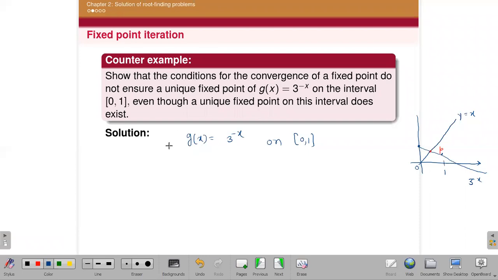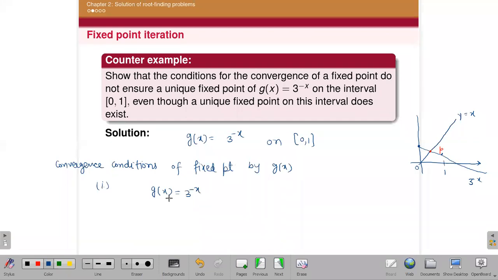But we have to show this g of x does not satisfy the convergence conditions on this interval [0, 1]. So let us take the convergence conditions of fixed point by g of x. So there are three conditions. Let us check it. So g of x is equal to 3 raised to power minus x.